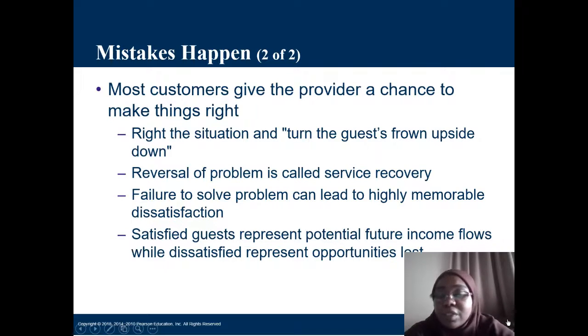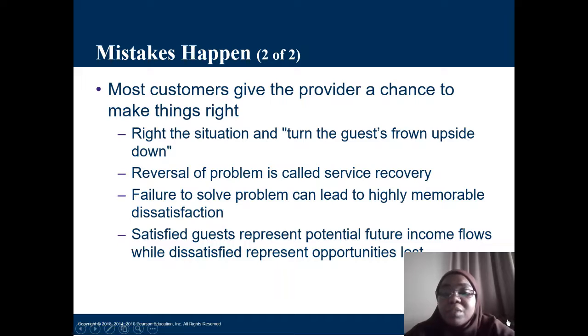Reversal of a problem is also called service recovery. When mistakes happen, you try to reverse them, you try to make amends. Failure to solve a problem can lead to highly memorable dissatisfaction. All right, customers will tell you, I can never forget my encounter with that company because of the situation that happened. So as much as possible, mistakes are bound to happen, but when they happen, we should try to do our best in making amends, in righting the wrong.